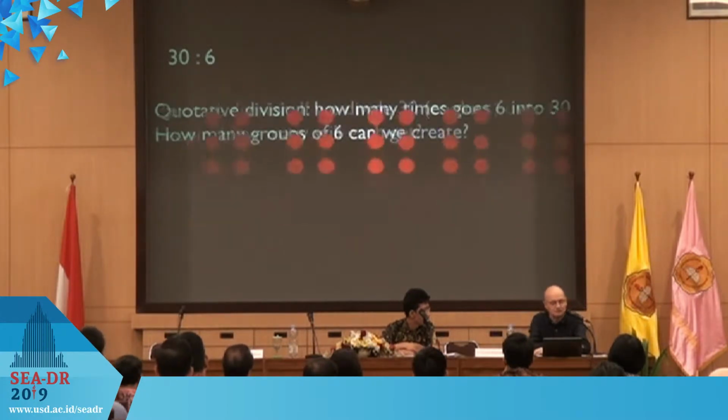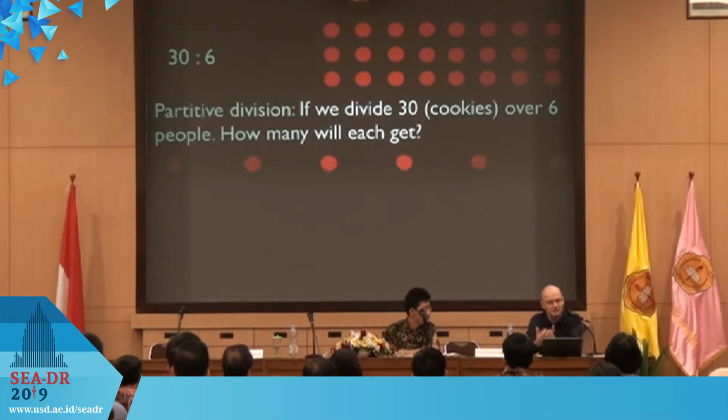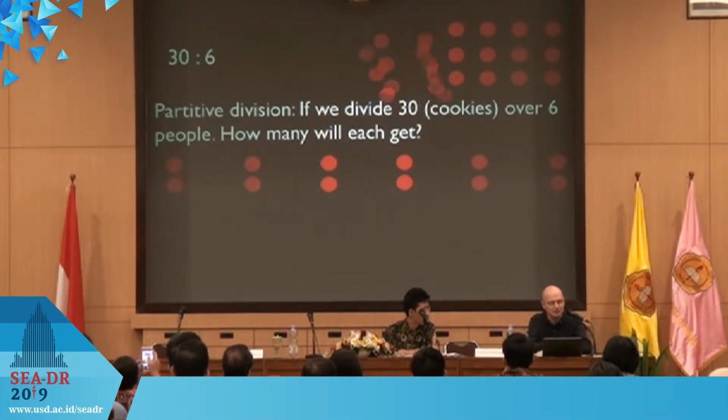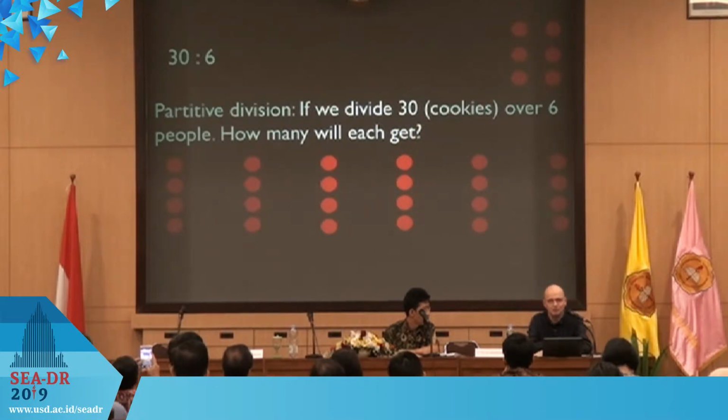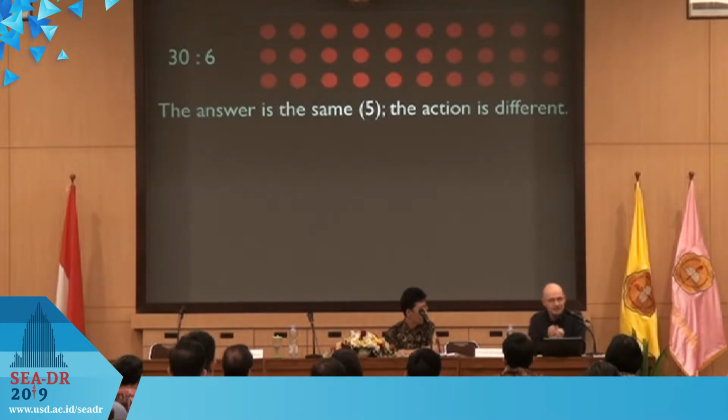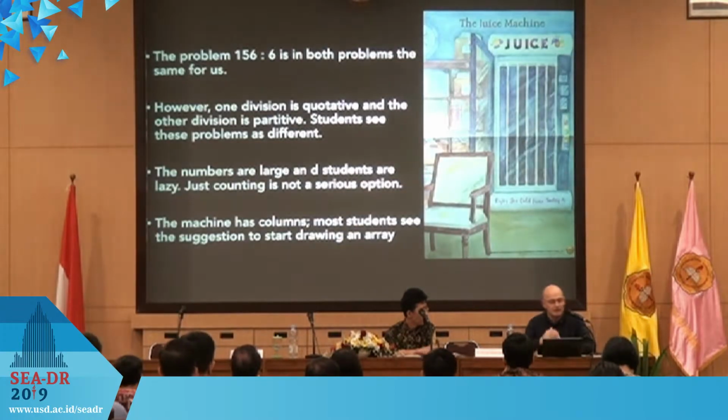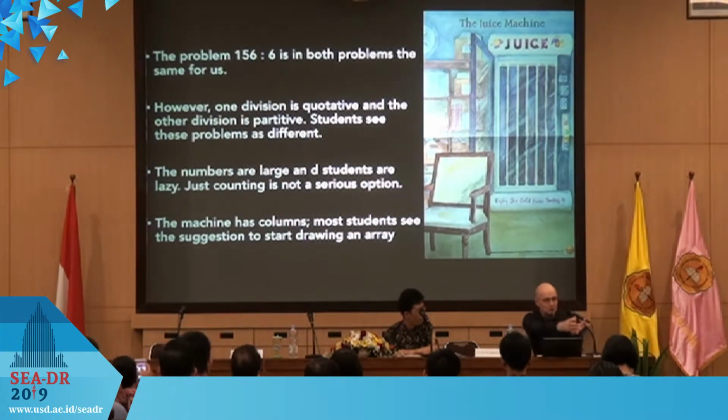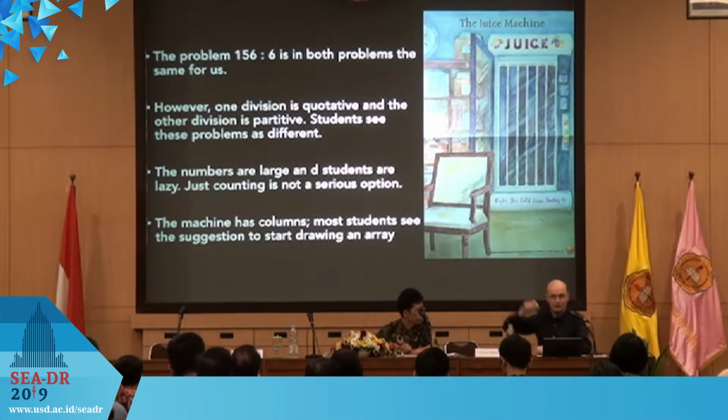Partitive means something else. Partitive means if we divide 30 cookies over 6 people, how many will each of those people get? And your movement is different. Children realize that you do different actions, and therefore 156 divided by 6 is, to them, a different problem. In one you move the 6 packs, and in the other you put bottles for each flavor in the machine.